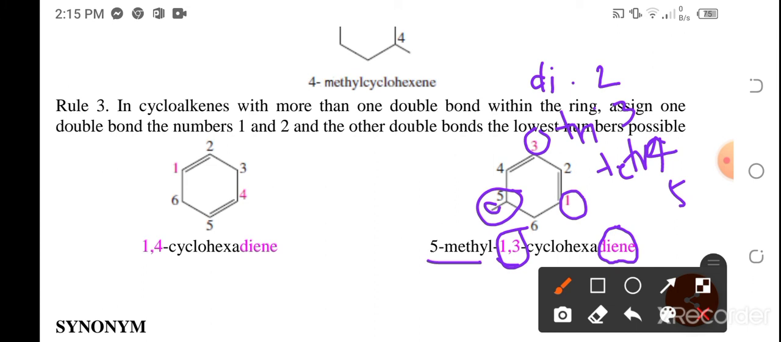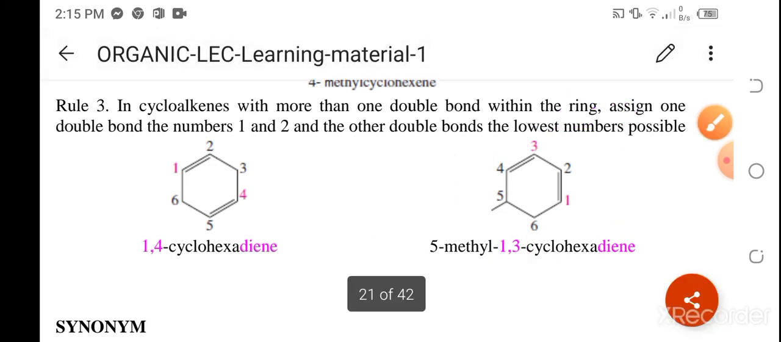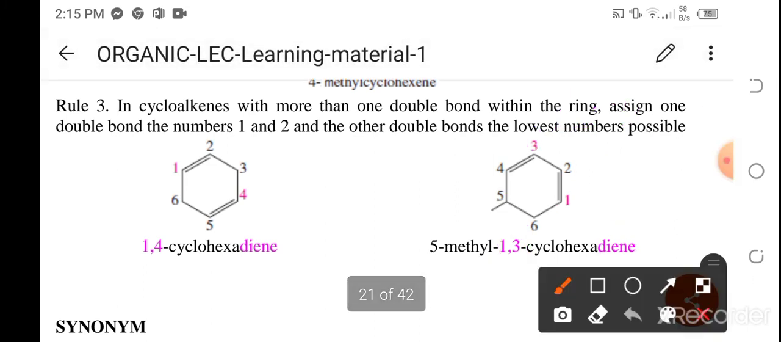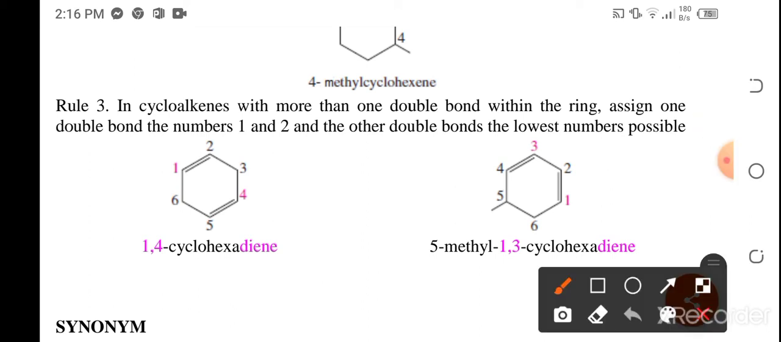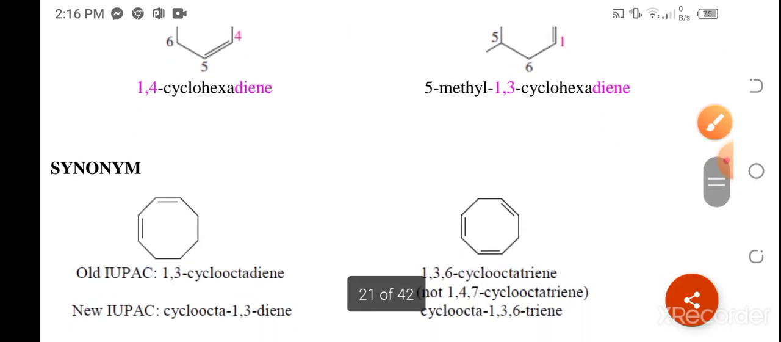Okay? So that would be named as 5-methyl 1,3 cyclohexadiene. Still, you are going to use the A. Mag-i-insert tayo ng A dito so that it would sound nicer. Cyclohexadiene. Or kapag may tatlo naman, cyclohexatriene. Okay? So, we are retaining the A just to sound nicer.